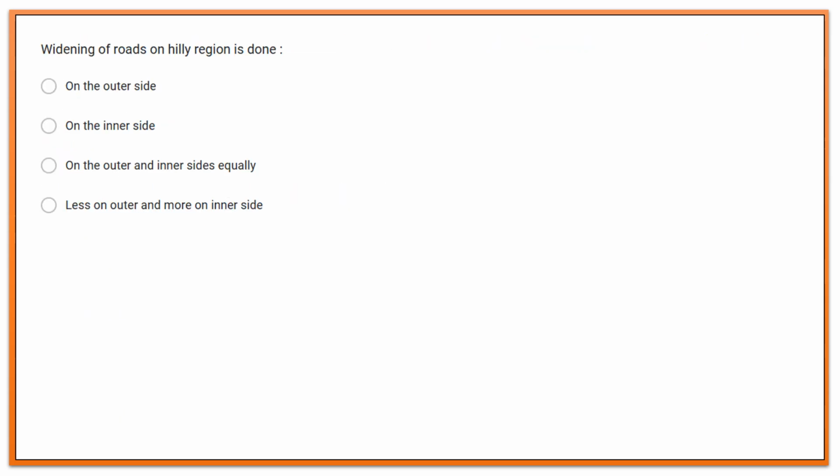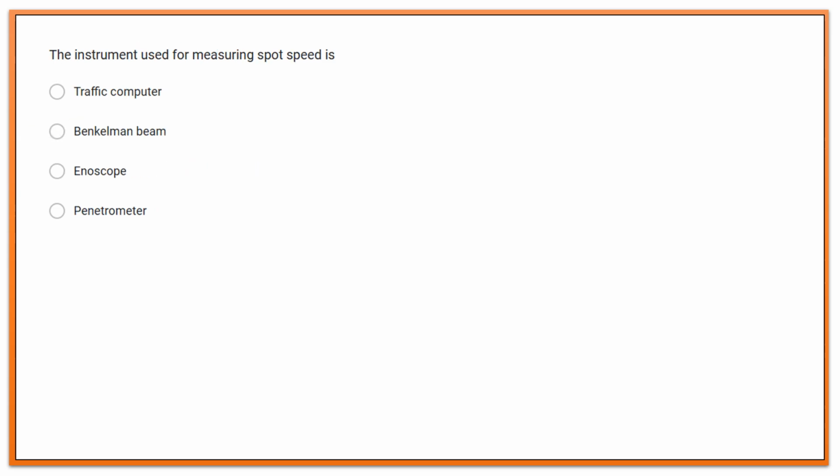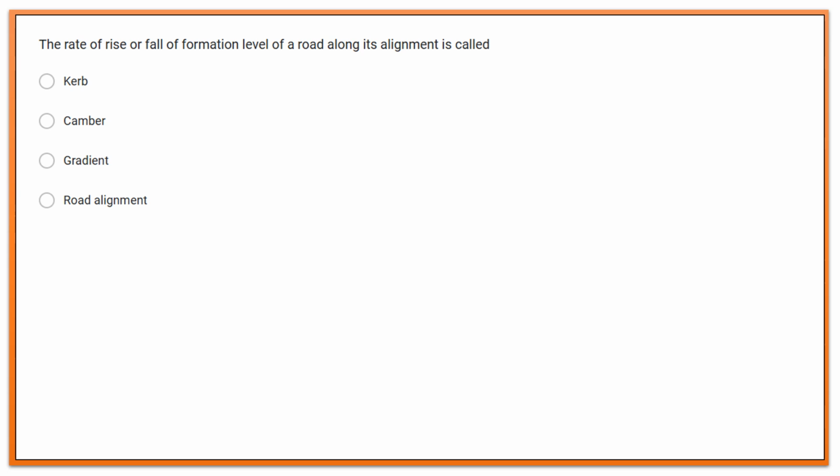Question number 16. The remaining questions are one-liner questions. First one: widening of roads on hilly regions is done on the inner side. So option number second is correct here. Then next question. The instrument used for measuring spot speed is the enoscope. So option C is correct. The next question: the rate of rise or fall of formation level of a road along its alignment is called gradient. Option C is correct here.